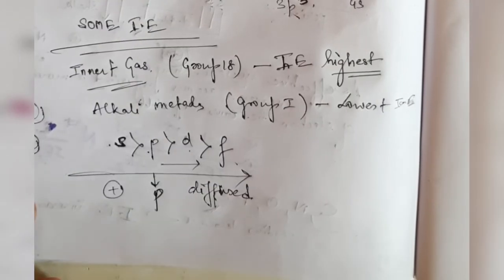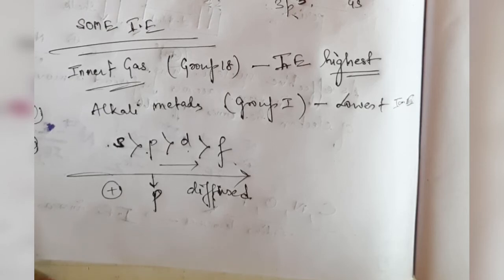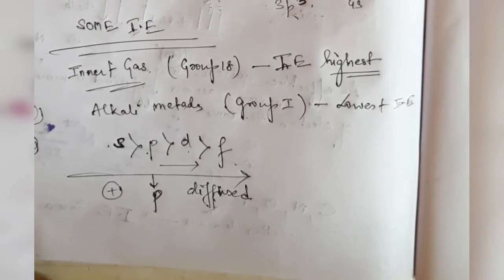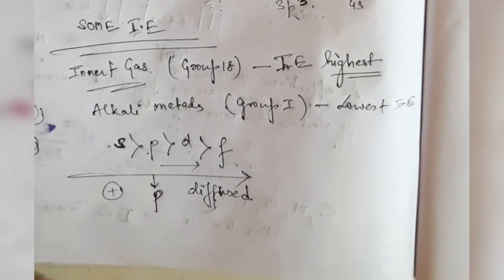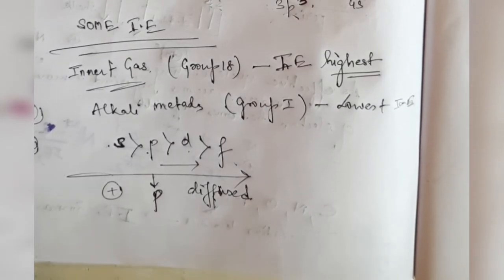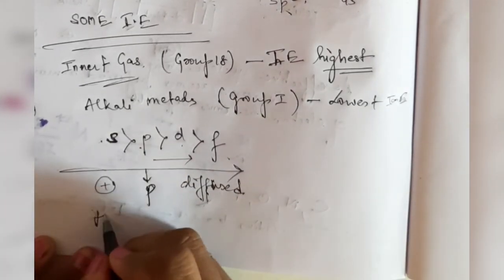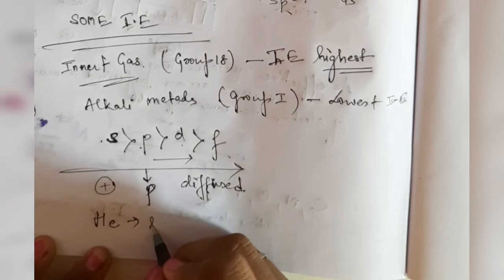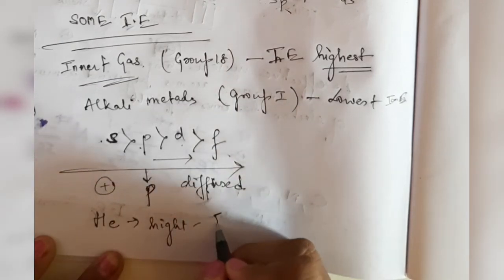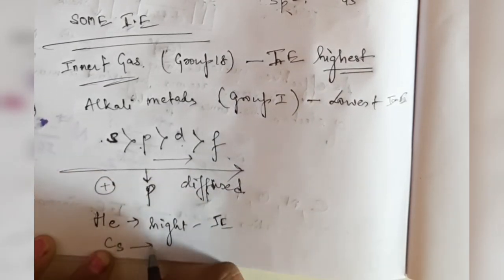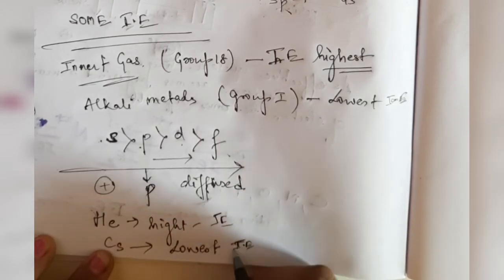In order of closeness of the above written subshells to the nucleus, out of the 4 given subshells, the s subshell is nearest to the nucleus, while the f subshell is the farthest from the nucleus. Alkali metals have the lowest IE, and inert gases have the highest along a period. Among all the known elements, helium has the highest IE, and cesium has the lowest IE. You should remember this. It might come in any examination.